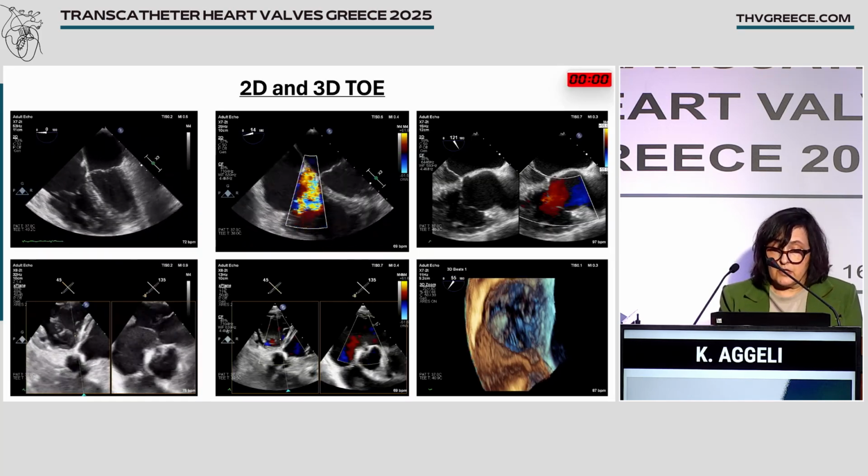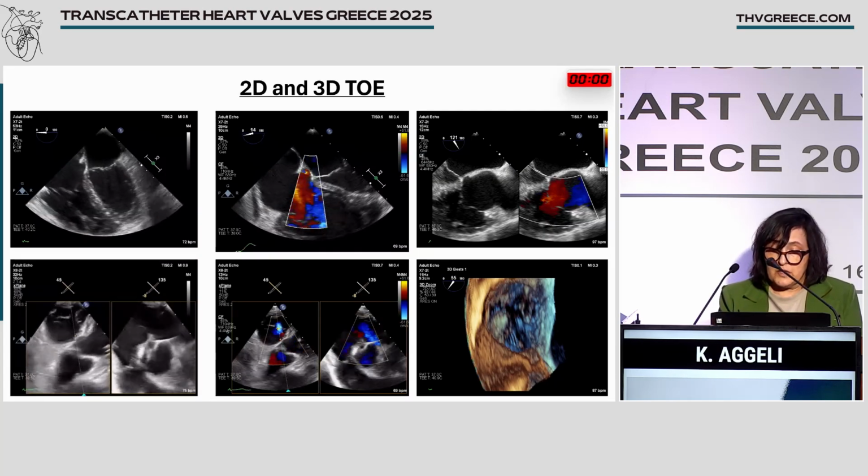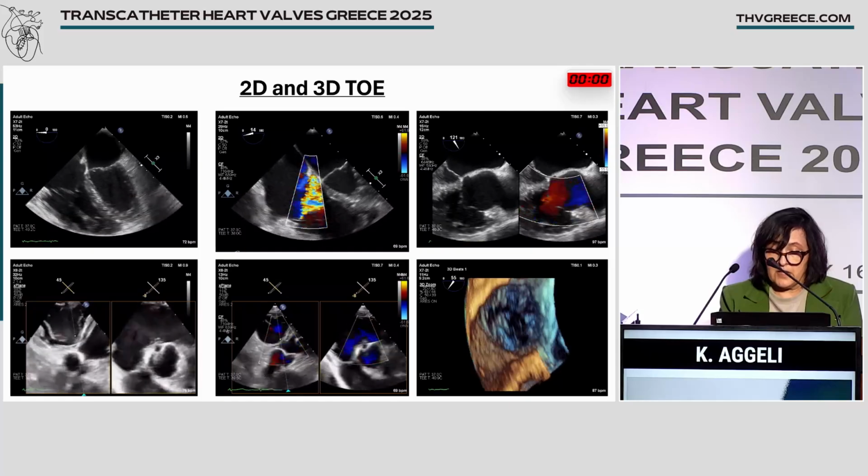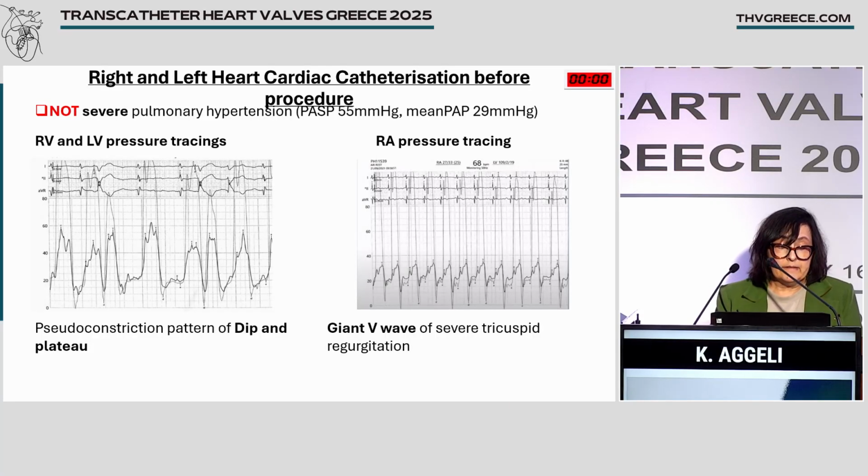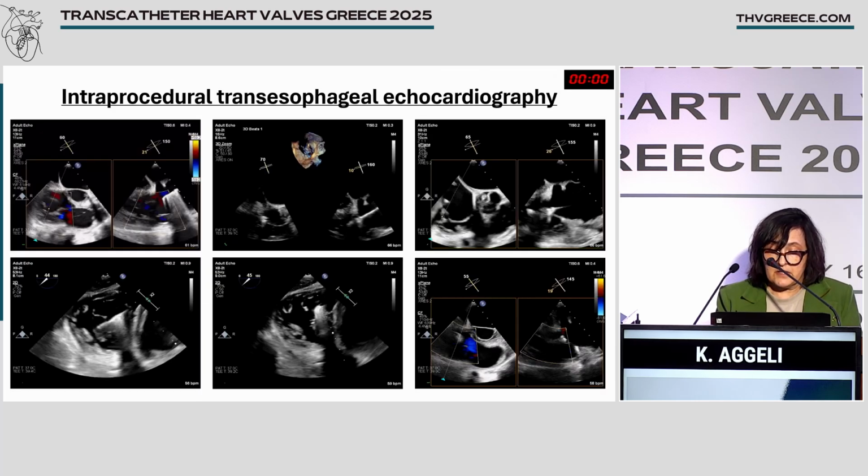And these are the transesophageal views. You see the massive tricuspid regurgitation. According to right and left heart cardiac catheterization before the procedure, the patient had no severe pulmonary hypertension, a pseudoconstriction pattern with a dip and plateau, and a giant V wave of severe tricuspid regurgitation.